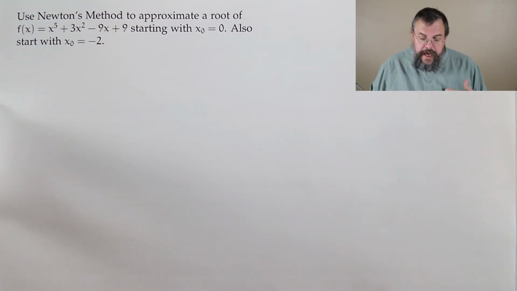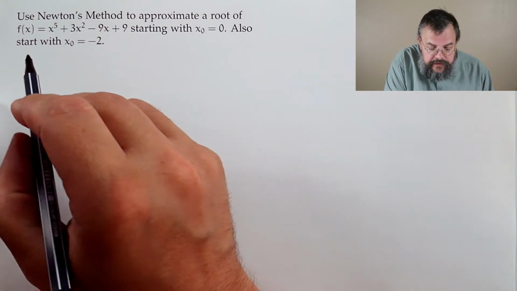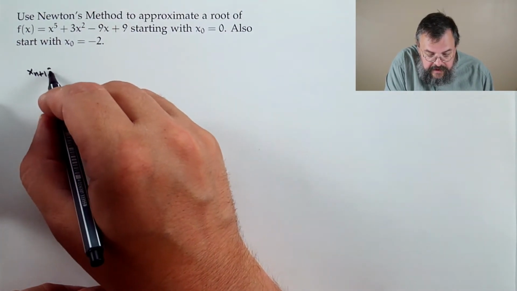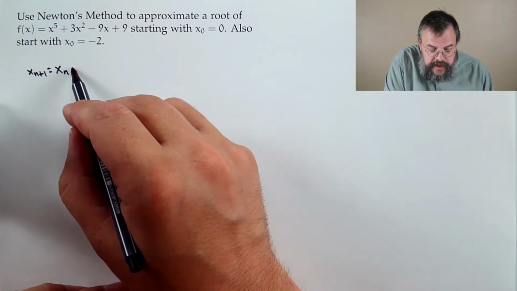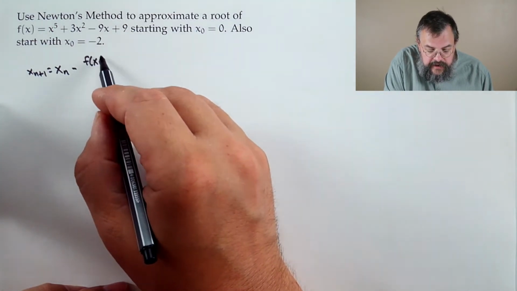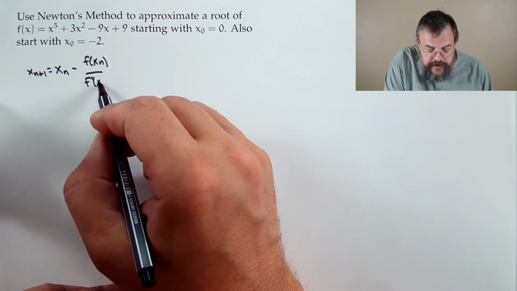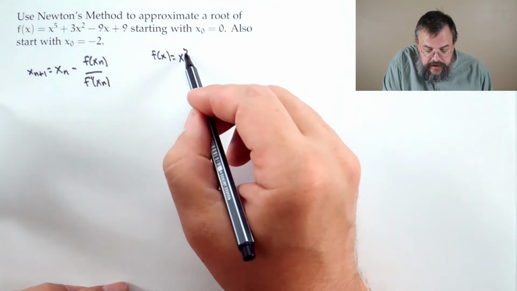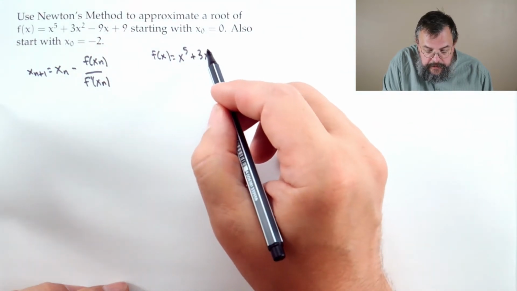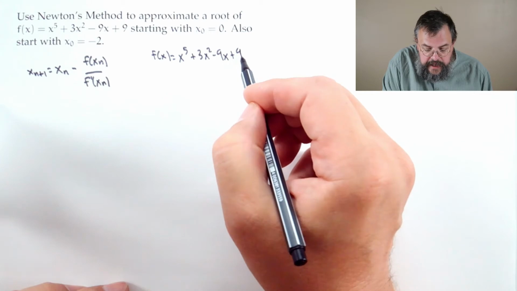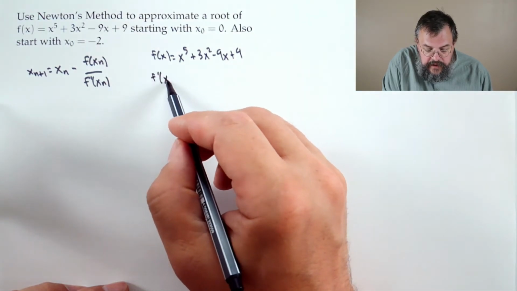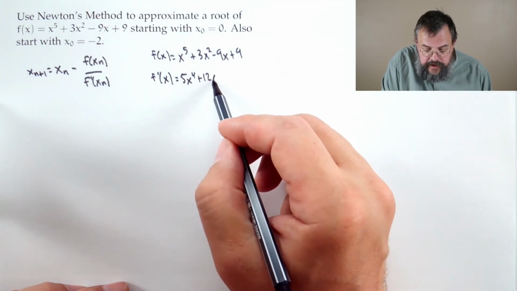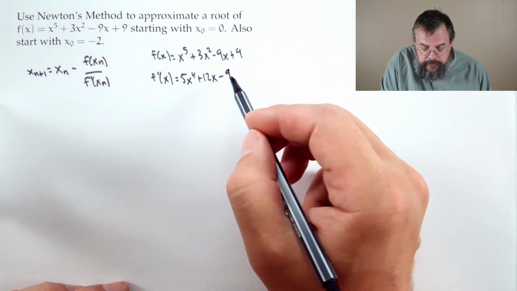All right, so we have our function. So let's write down our generic formula. We have our xn plus 1. Our next guess is our current guess, xn, subtract the function at xn, divide by the derivative of the function at xn. Our function here, that's x to the fifth plus 3x squared minus 9x plus 9. So taking the derivative, we would have 5x to the fourth plus 12x minus 9.